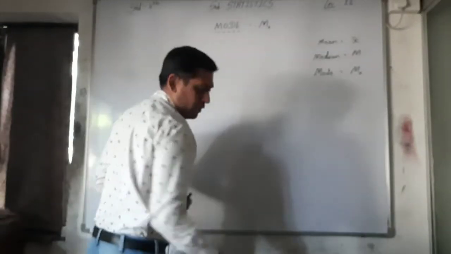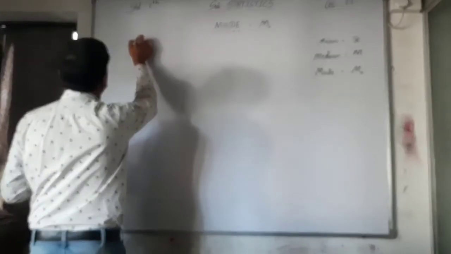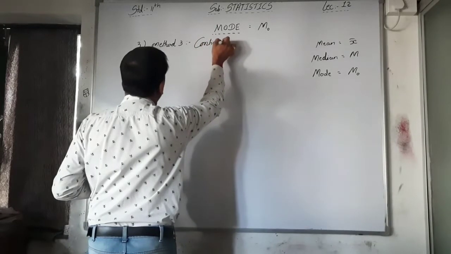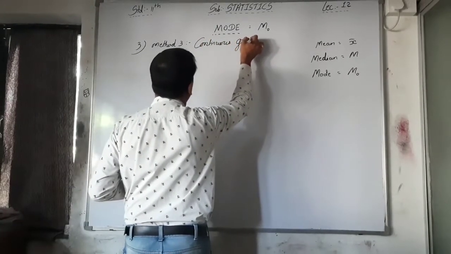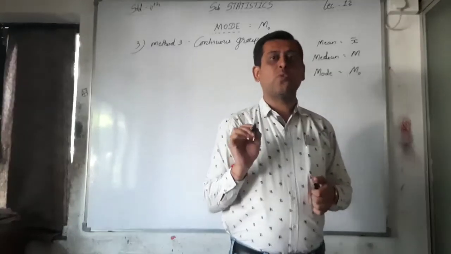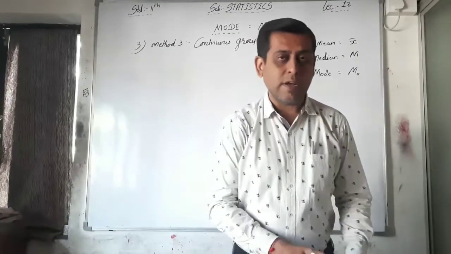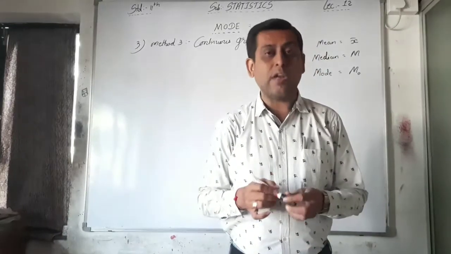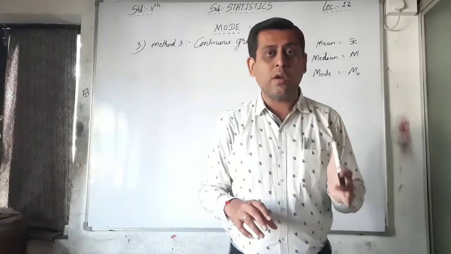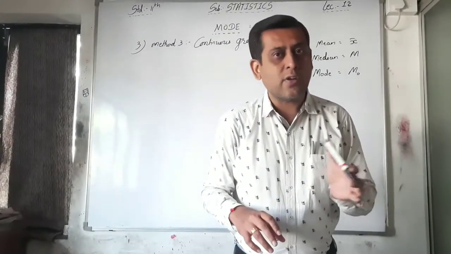Here is method number 3 for the continuous group data. See, we have to find out the modal class first. In median, in quartile, in decile, in percentile, first of all we find out the class of that modal, or median, quartile, decile or percentile.